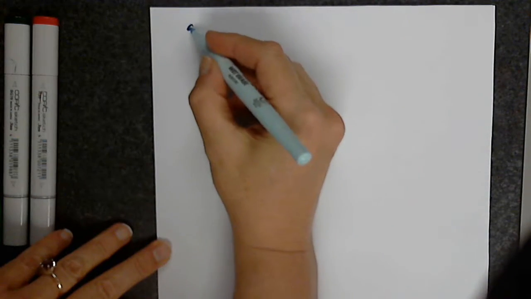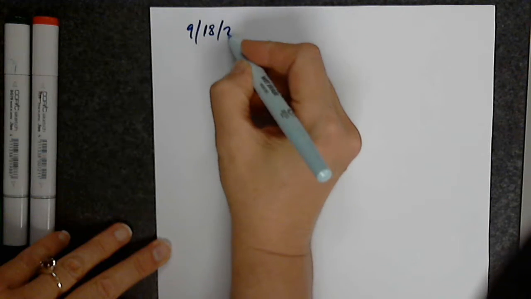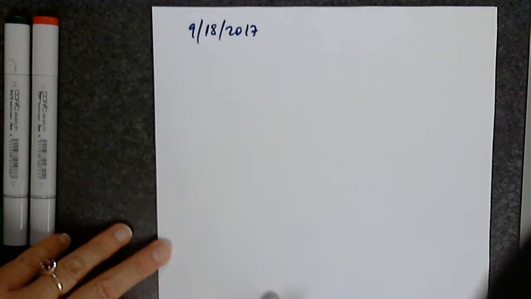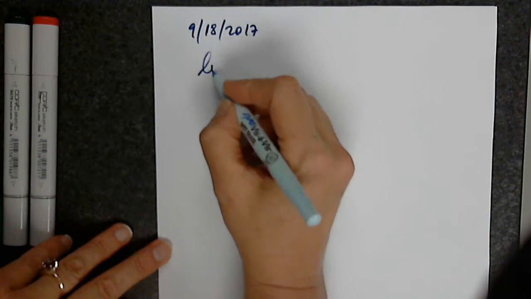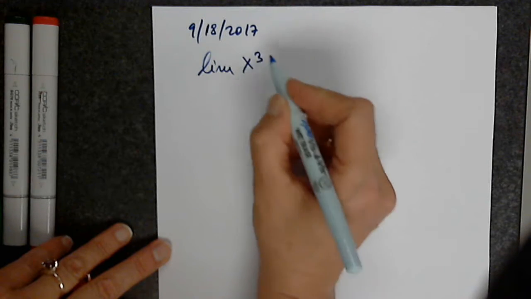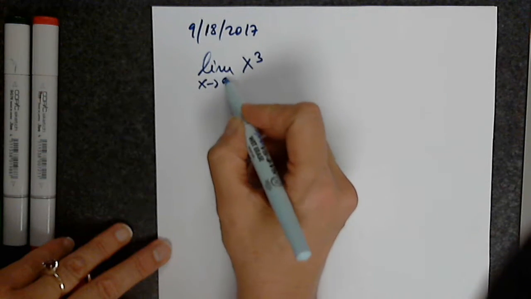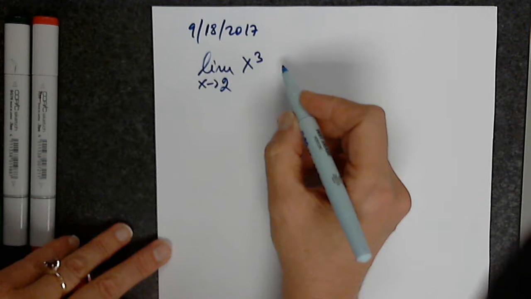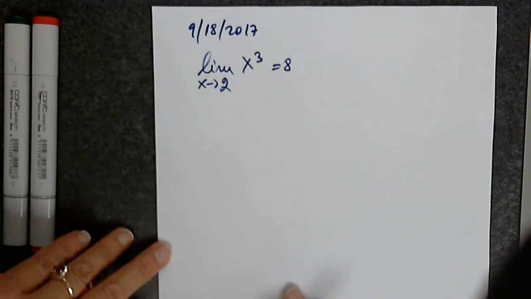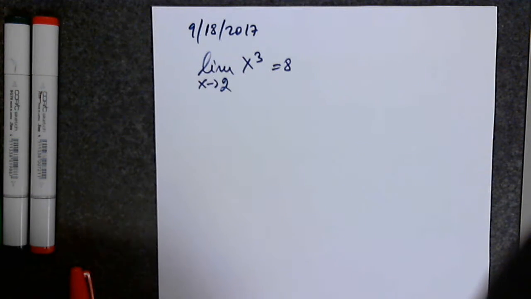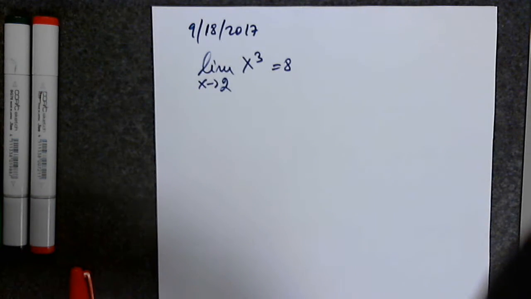Especially in pre-calculus. It's so difficult. So, yes, I'm ready. The limit of x cubed as x approaches 2 equals... Oh, it's the precise definition of the limit? Okay.